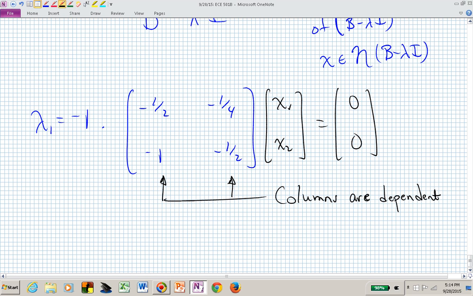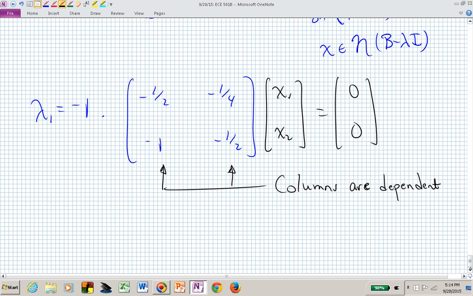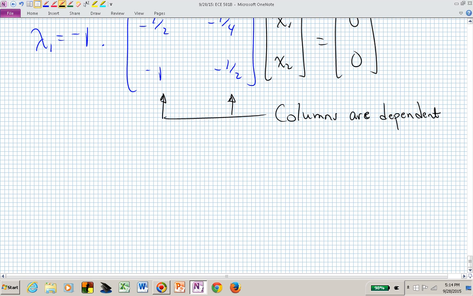If they were linearly independent, the only values for x1 and x2 would be 0, and that would say, oh, we have a trivial null space. But now we need to find a non-trivial vector or vectors in the null space of B minus lambda I. Since we have dependency among the columns and the rows for that matter, the null space is non-trivial.